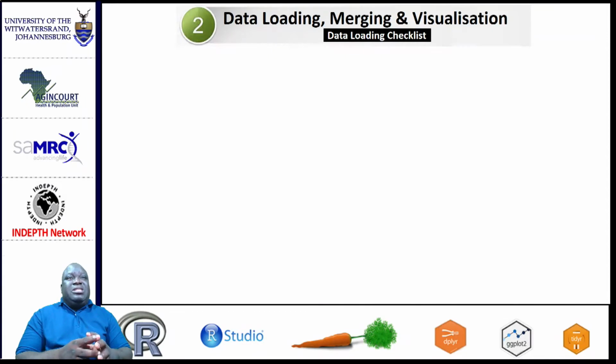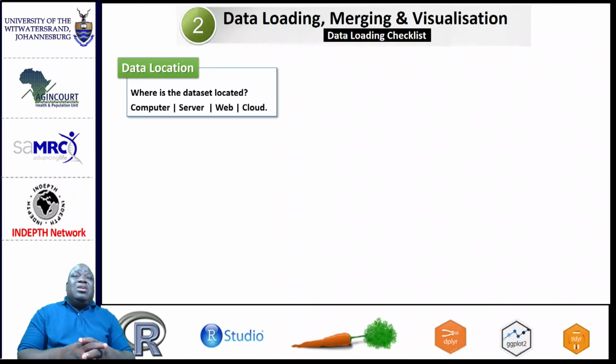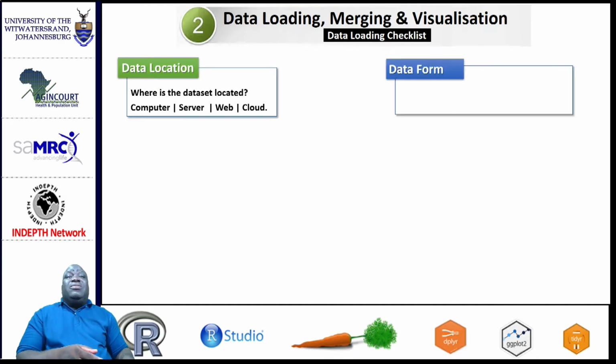Now let's go to the data loading checklist. Number one question you must ask yourself is, where is the data set located? That means the data set that you have been asked to analyze or that you want to analyze for your project. Is it on your computer? Is it on the server, a company server somewhere? Is it on the web or even in the cloud? So we have talked about this previously.